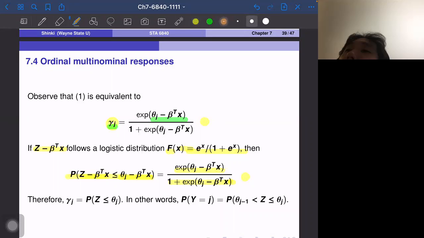And you can see that the negative beta transposed x is common. So we can write this as the probability of z less than theta j. In this way, gamma j is characterized as the probability of z being less than theta j. Or in other words, the probability of y equal to j is equal to the probability of z between theta j minus 1 and theta j. So in this way, we can generate a random variable z which represents the discrete random variable y.